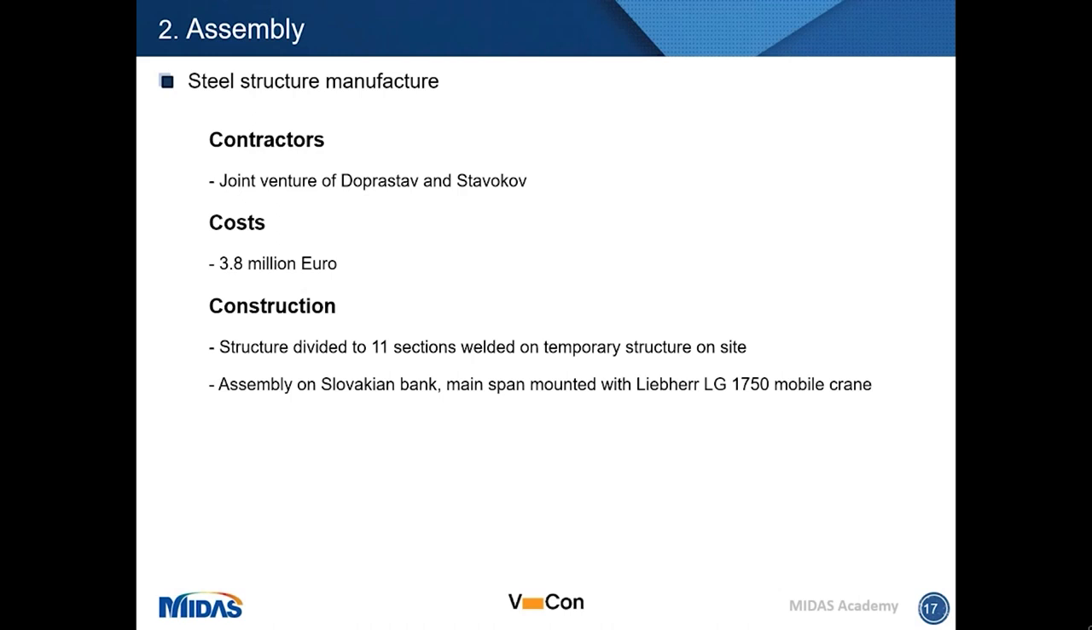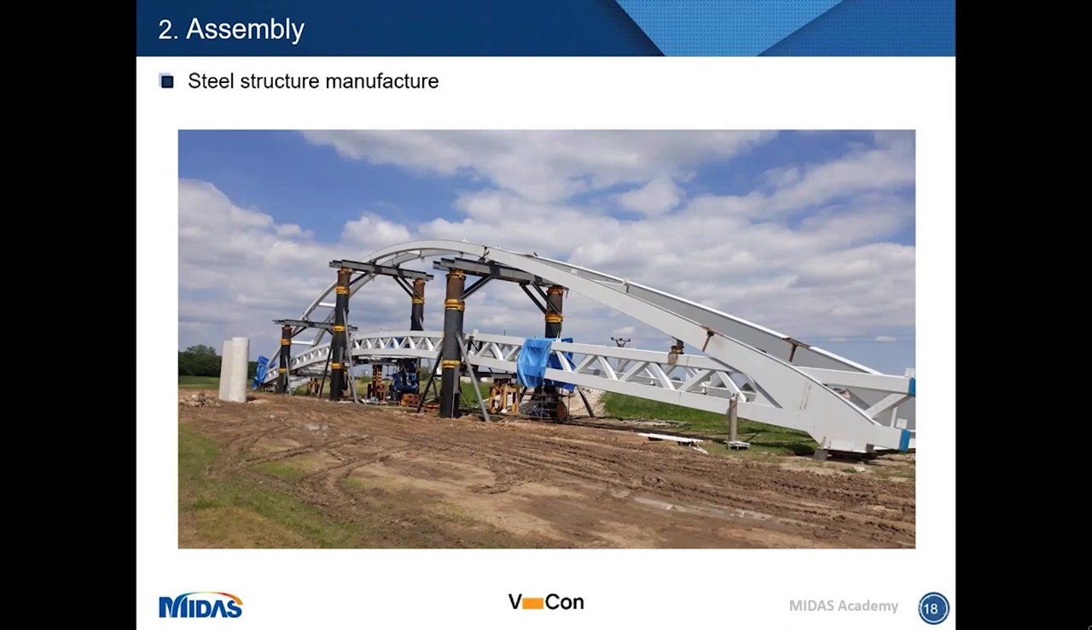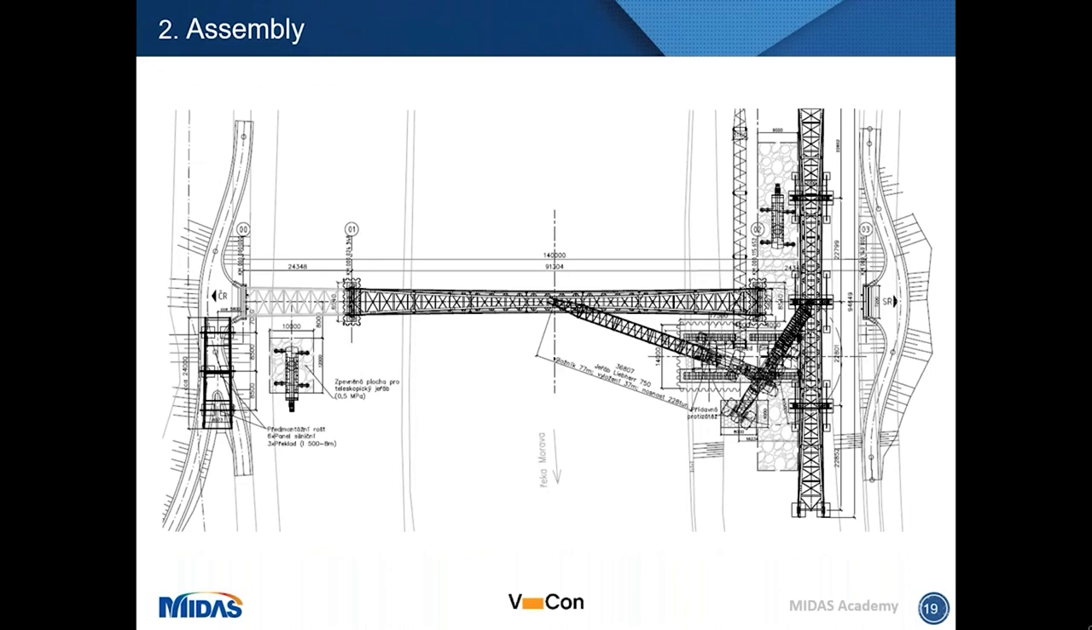The assembly began on the Slovakian bank for environmental reasons. They mounted the main span girder with arcs on a temporary supporting structure, and they were welded together on the Slovakian bank. And then the main span, with length over 94 meters and weight over 200 tons, was lifted and settled into final position using one of the biggest mobile cranes, Liebherr.